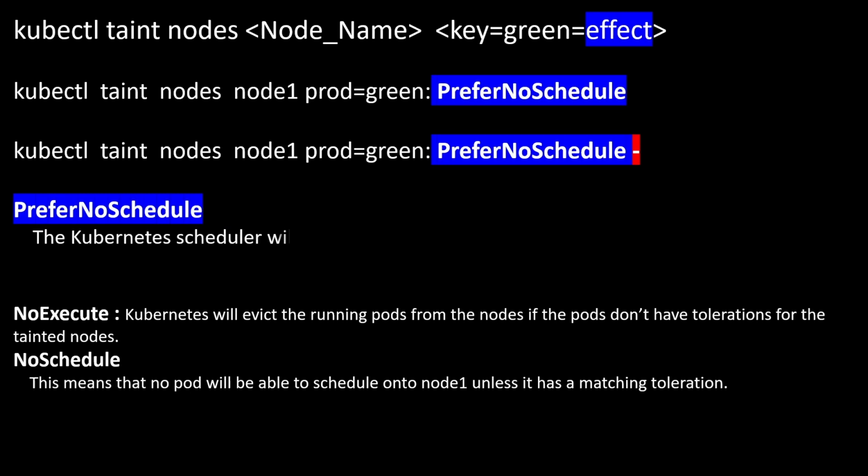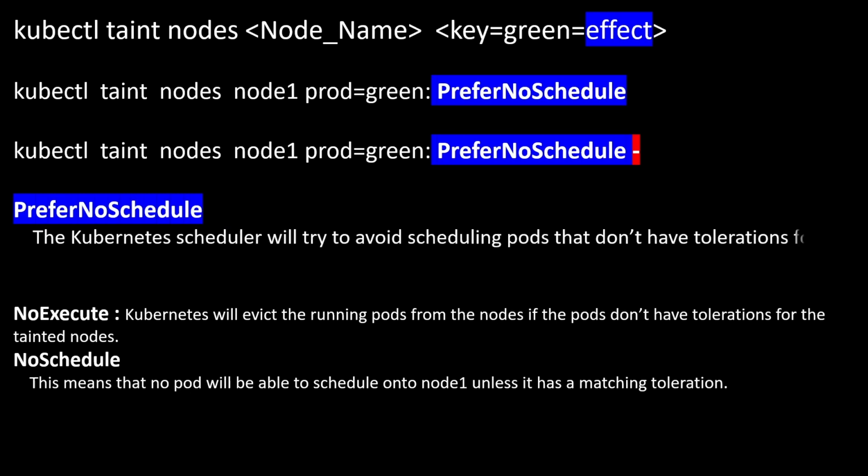PreferNoSchedule. If we use effect equal to PreferNoSchedule, then the Kubernetes scheduler will try to avoid scheduling pods that do not have toleration for the tainted nodes. This is the preference or soft version of NoSchedule. It means that the scheduler will not schedule any pod on this node if the taint is not matched. But in the cluster, if other nodes are not able to accept any new request due to low resources or any hardware issue, then the scheduler will create a pod on this tainted node.